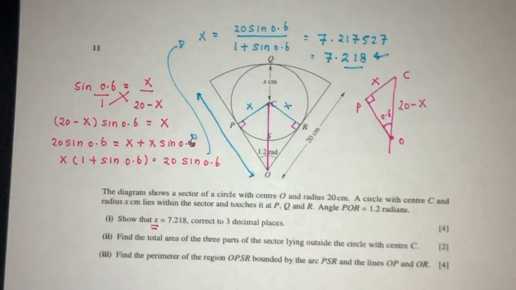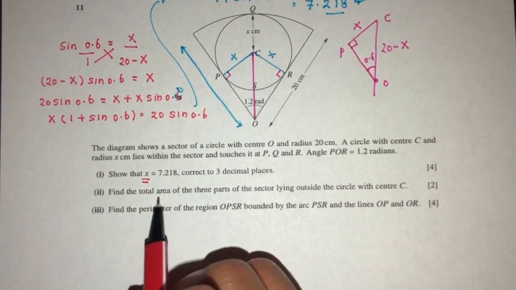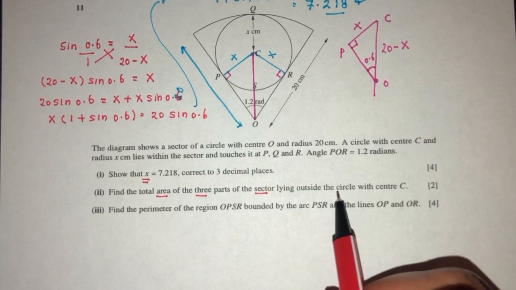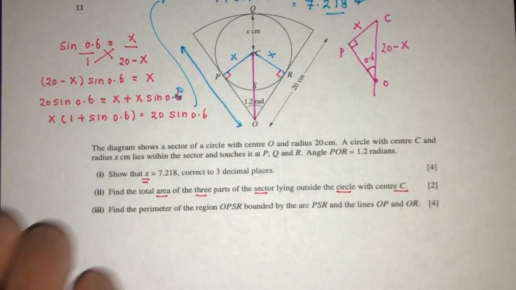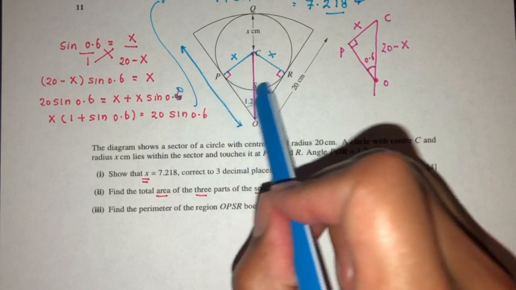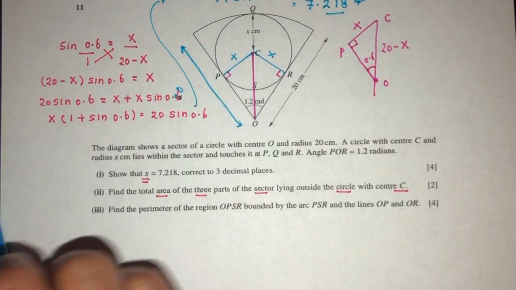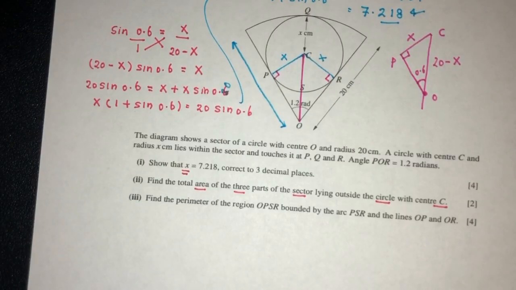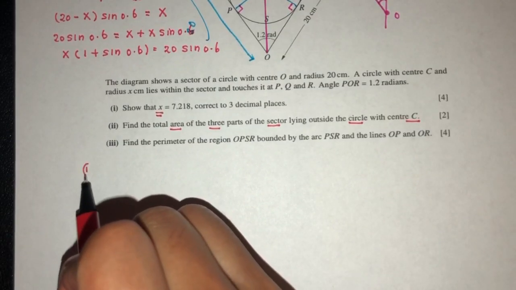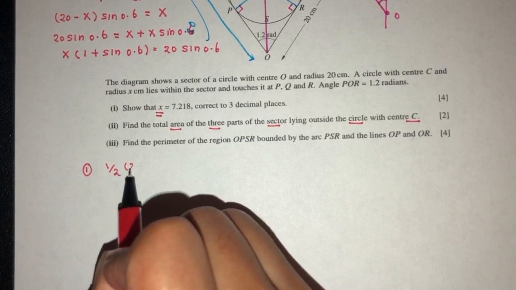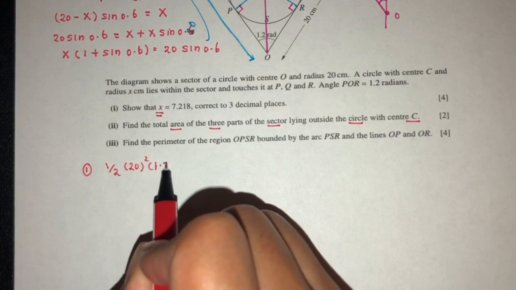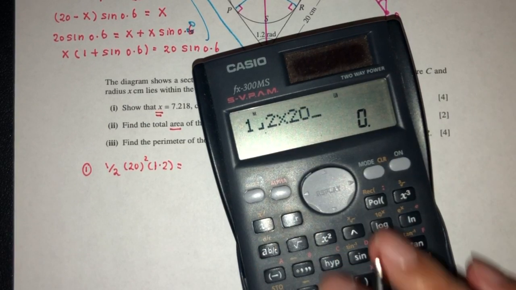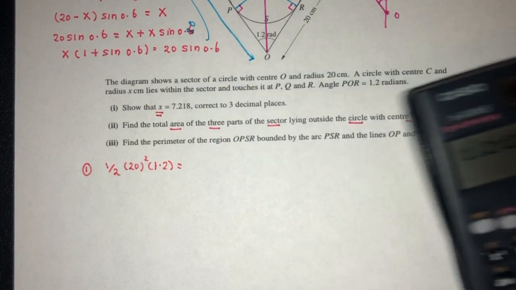Now for part 2, we have to find the total area of the 3 parts of the sector lying outside of the circle center C. So we have to find the area of this one, and this one. So how can you find this area? Pretty simple. We can first find the whole area. So the whole area will be what? Number 1, that will be half r squared, which is 20 squared, theta is 1.2. That is the whole area. Half times 20 squared times 1.2. That will be 240.